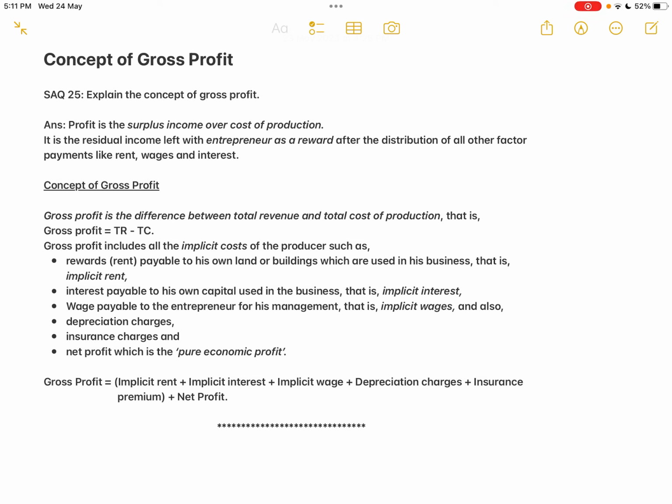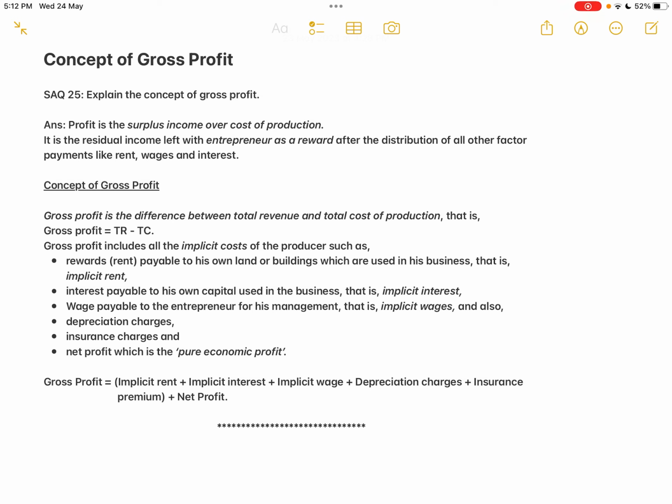Other charges like depreciation charges and insurance charges are also not reflected in the total cost. Finally, when you deduct all these, what you arrive at is the net profit, which is the pure economic profit. So this is the formula: gross profit is equal to implicit rent plus implicit interest plus implicit wages plus depreciation charges plus insurance premium, and finally whatever is left over is the net profit. Net profit is the pure economic profit.